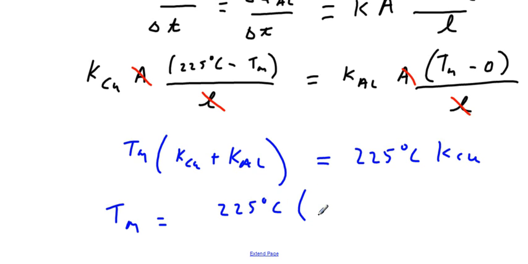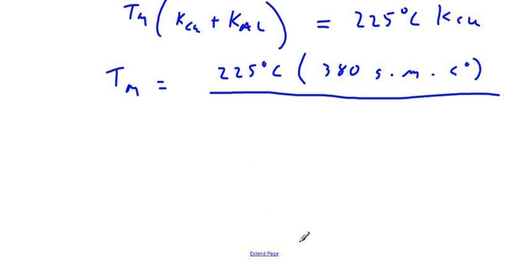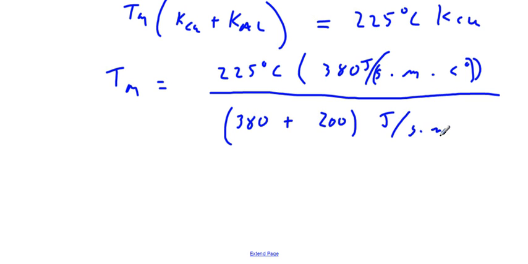So temperature in the middle, 225 degrees centigrade times K of the copper, we use 380 joules per second meter degrees centigrade, divided by the K of the copper, 380, plus the K of the aluminum, another 200 joules per second meter degrees centigrade.